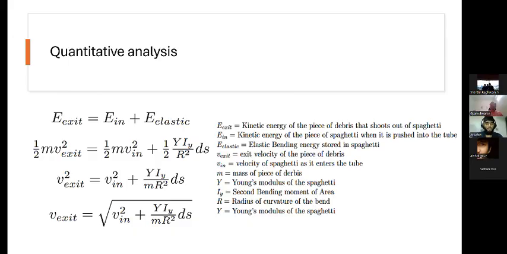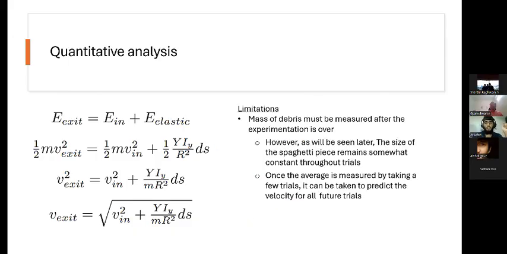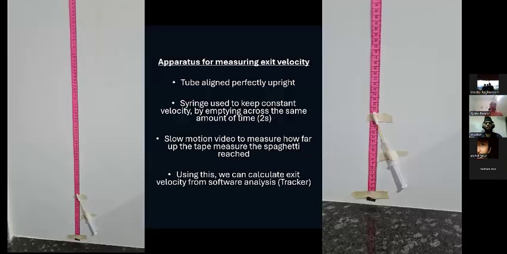this phenomenon. There are some limitations, those being that the mass of the debris must be measured after the experiment is over. However, as we will see later, the size of the spaghetti piece remains somewhat constant throughout trials. And hence, once the average is taken by measuring a few trials, it can be used to predict the velocity for all future experiments. Now let's look at the apparatus for experimentation.